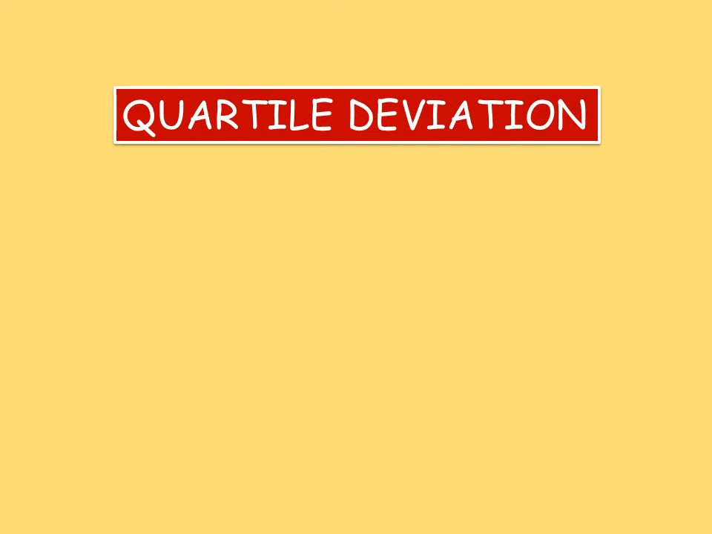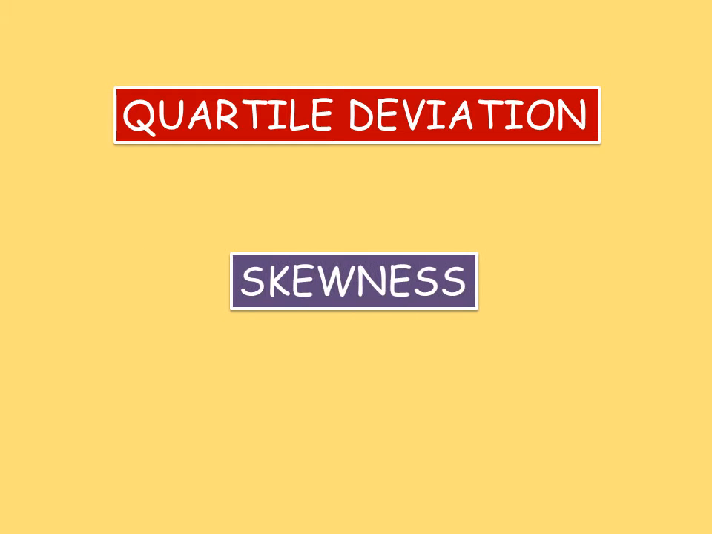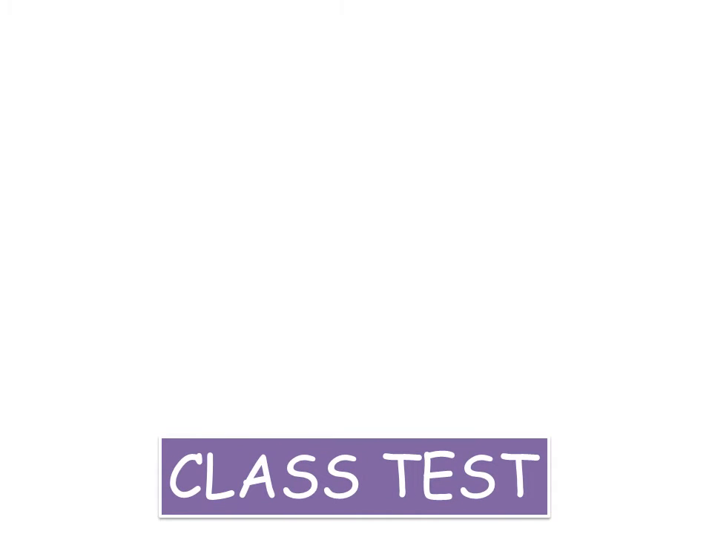In this session, we'll take a look at another statistic that is used to describe variability, that is quartile deviation. Along with that, I'll try to explain the concept of skewness. Let us say there is a class test. Let's say a 50-mark test.